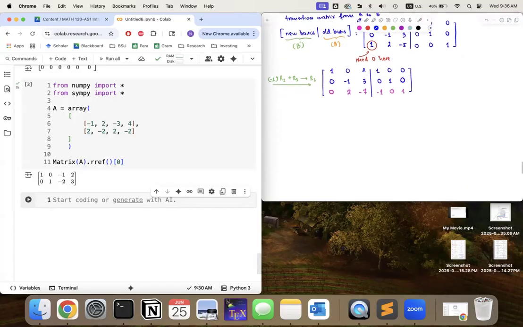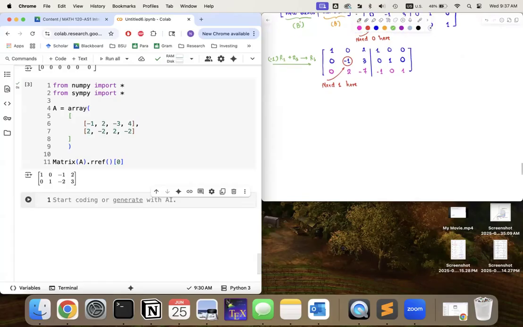Okay. So you're done with the first row. You're done with the leading one in the first row. The entries below that should be 0. Now you move on to the second row. You need to find the leading one for the second row. So you need 1 here. So to turn that into a 1, you multiply the second row by -1. So this is -1 times R2 to get a new R2.